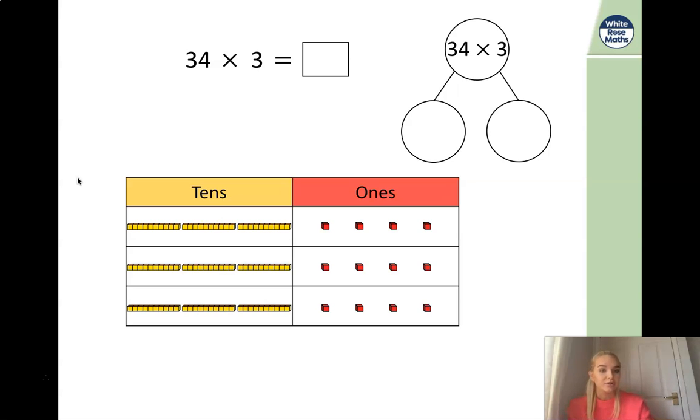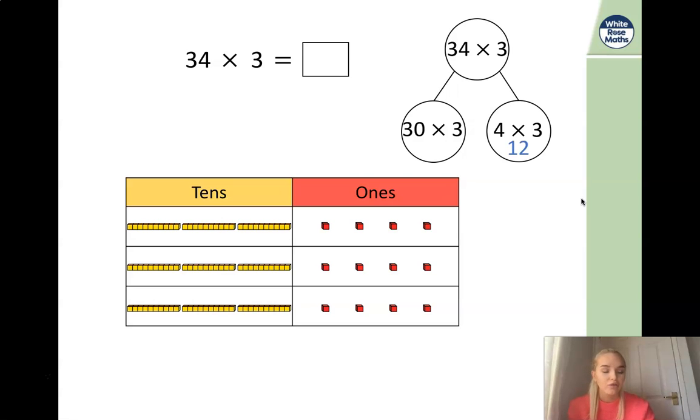I could still use my part whole model to help me, give me that bit of guidance if I'm stuck. So what I could do is I could partition it into my 30 and my 4. Work out 30 by 3 and 4 multiplied by 3 and add them together. So can you work those out now, please? Work out the answers to 30 multiplied by 3 and 4 multiplied by 3. Off you go.